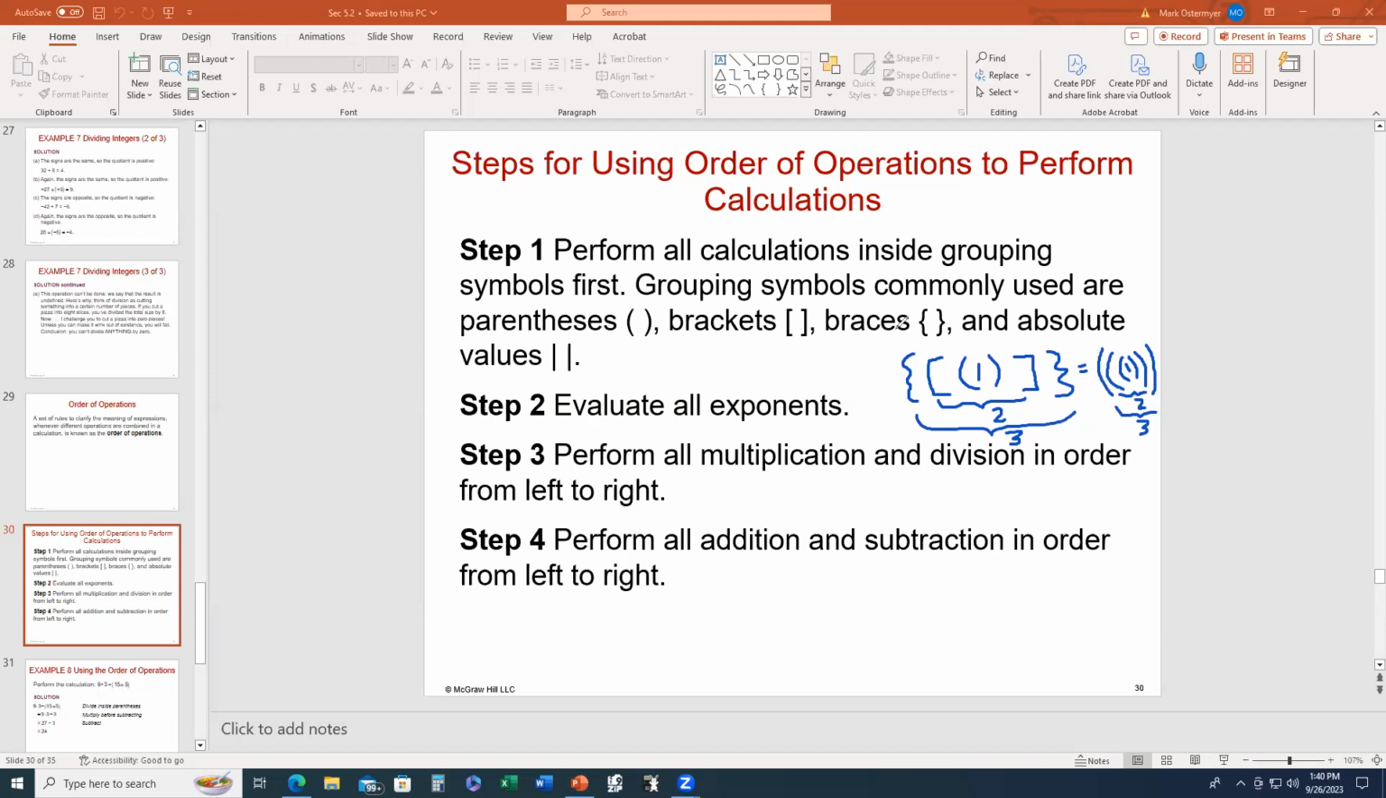All right, after we deal with things inside grouping symbols, we deal with exponents. What are exponents? Exponents are things like this. How do we read this expression? Anybody want to help us?